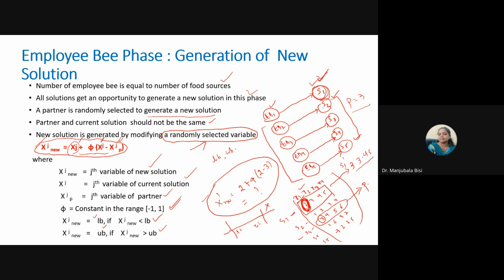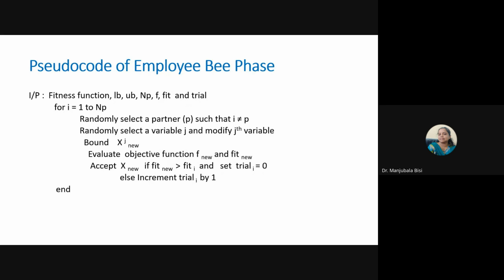If 3 3 4 5 is not better than 2 3 4 5, we have to update the trial counter of this solution by 1. I mean, we have to increment the trial counter of this solution by 1, because we have tried to change the solution, but we are unable to get a better solution, so we got a failure. So the trial counter will be incremented by 1. If this is a better solution, the trial counter will be reset to 0. So this we have to do in the employee B phase.